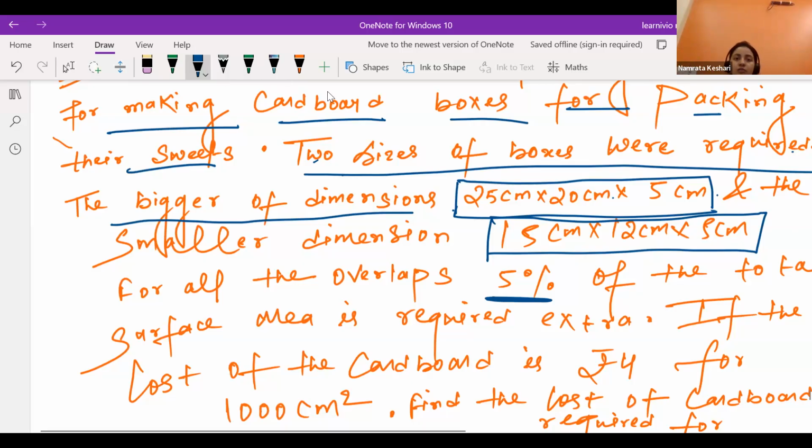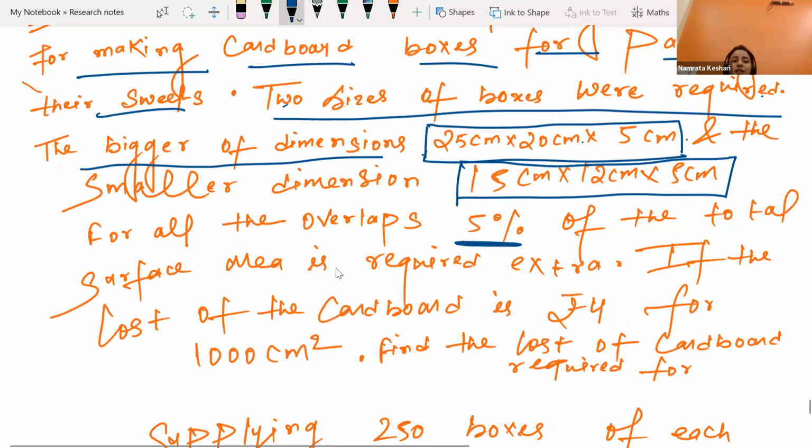Shall I explain this, or are you all getting it? Getting it, right? Bharti, Sarah, are you getting it? What is overlap? Okay. So for all the overlap, 5% of the total surface area is required extra.